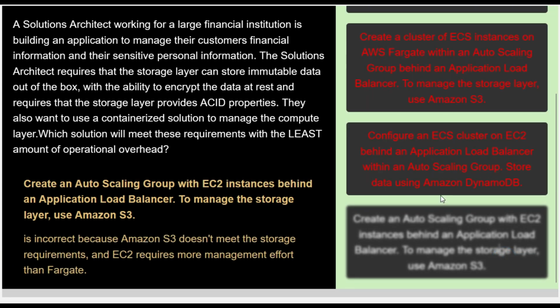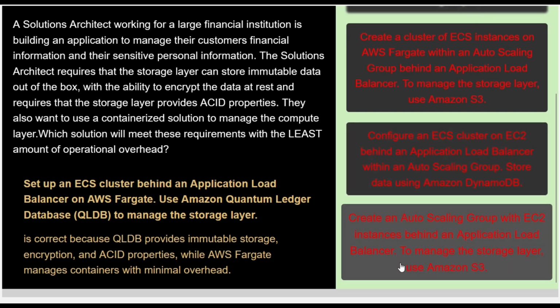Option 4, create an autoscaling group with EC2 instances behind an application load balancer to manage the storage layer, use Amazon S3. Okay, this option is also incorrect because Amazon S3 doesn't meet the storage requirements and EC2 instances require more management effort than Fargate. Okay, so your option number 4 is the wrong answer.